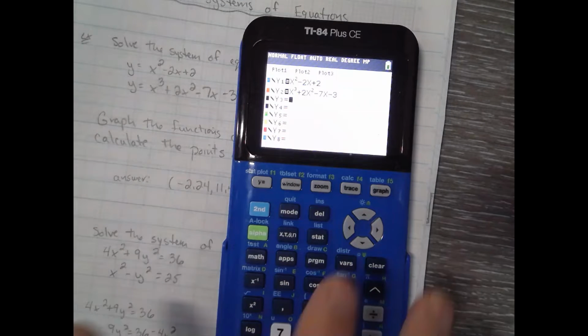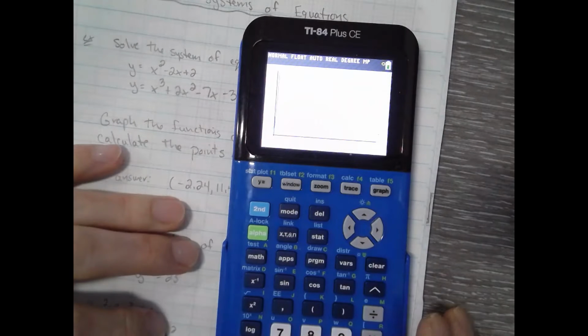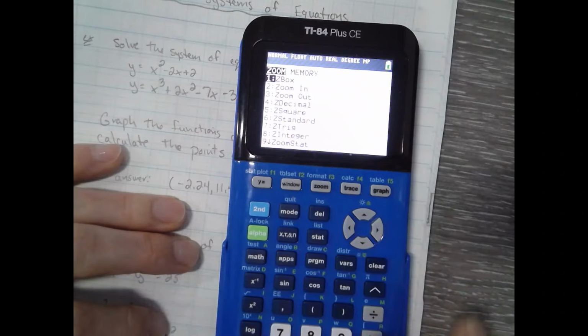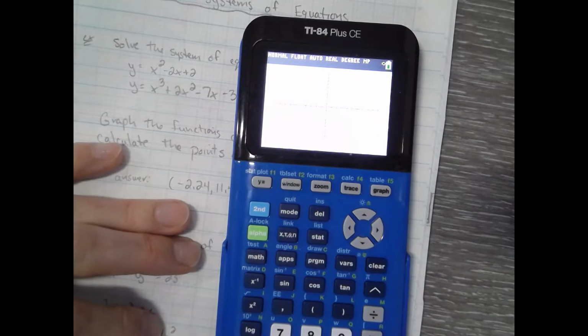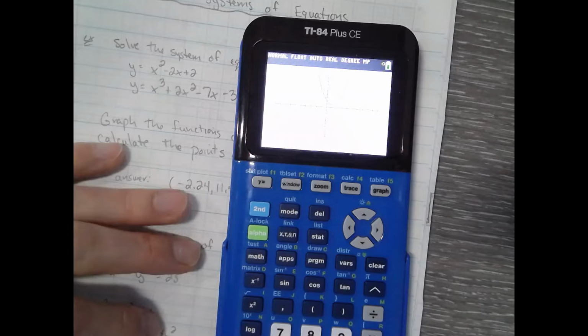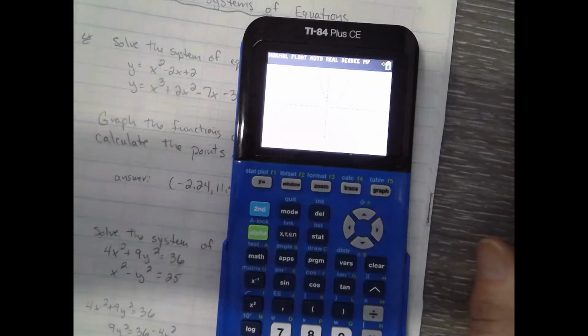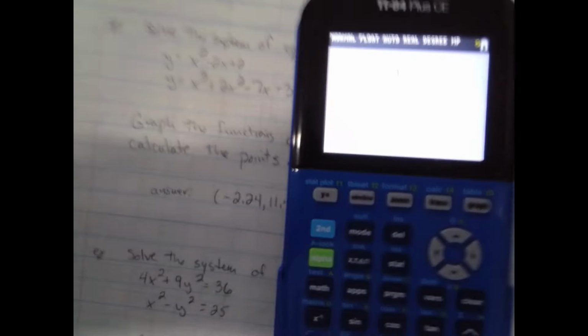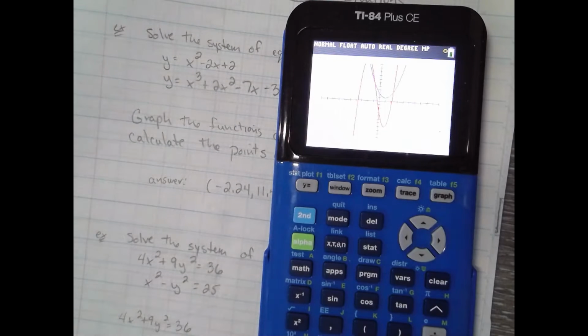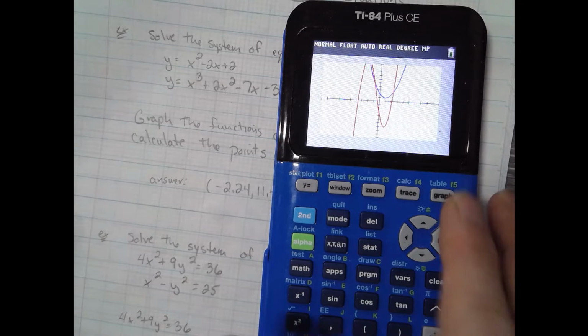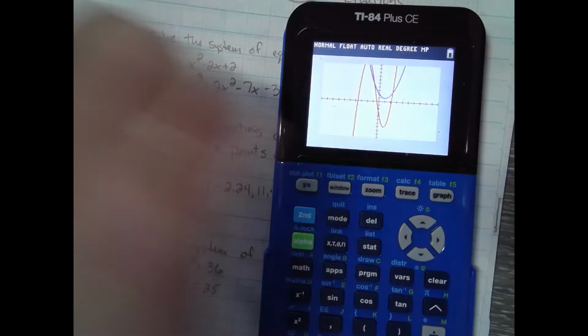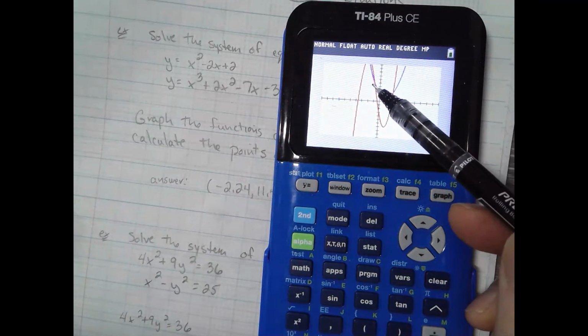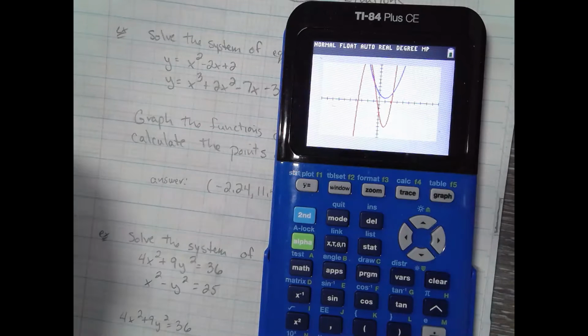Once you have them graphed, I'm going to do a zoom standard. There's my parabola. Alright, so we've got a cubic and we've got a parabola. Looks like it intersects right here, intersects here, and it probably intersects again up there.